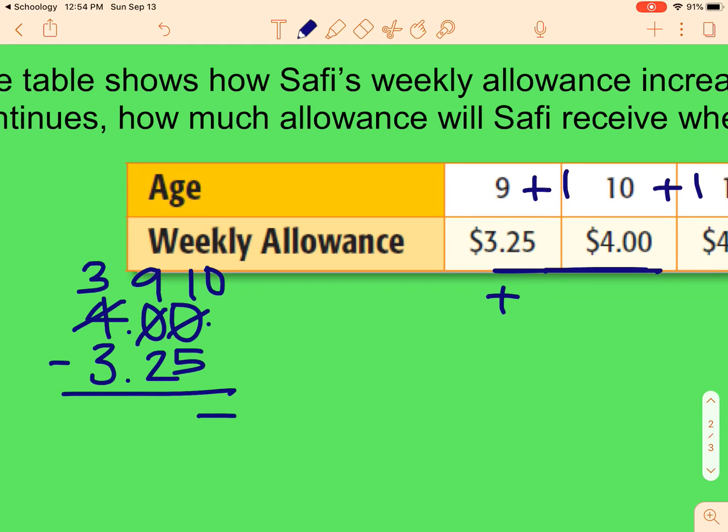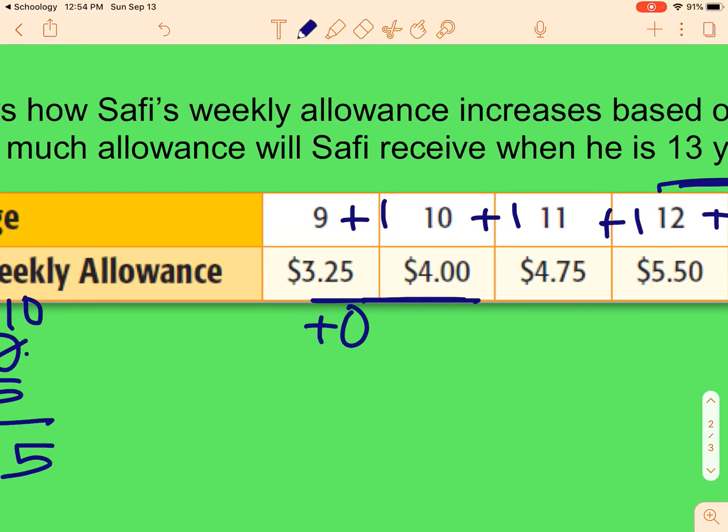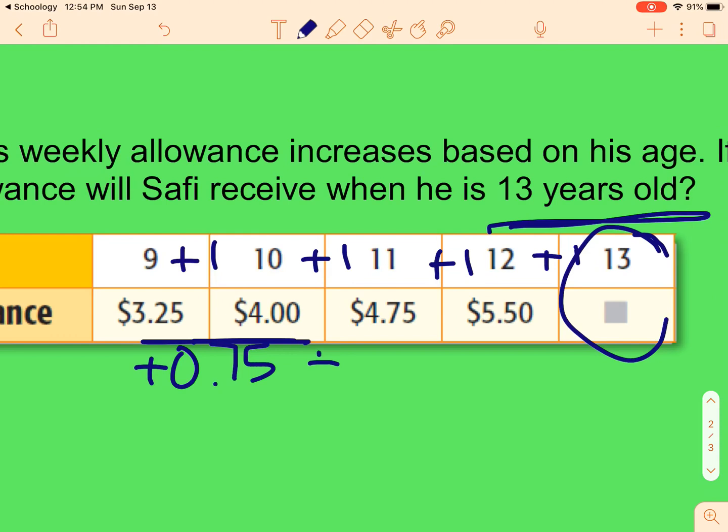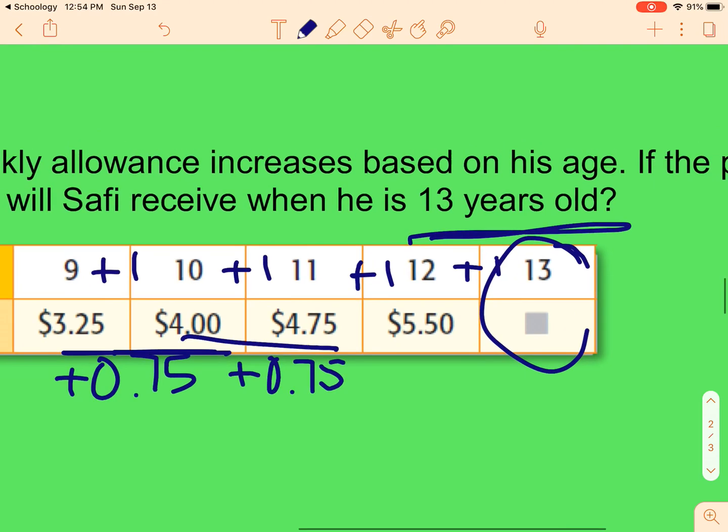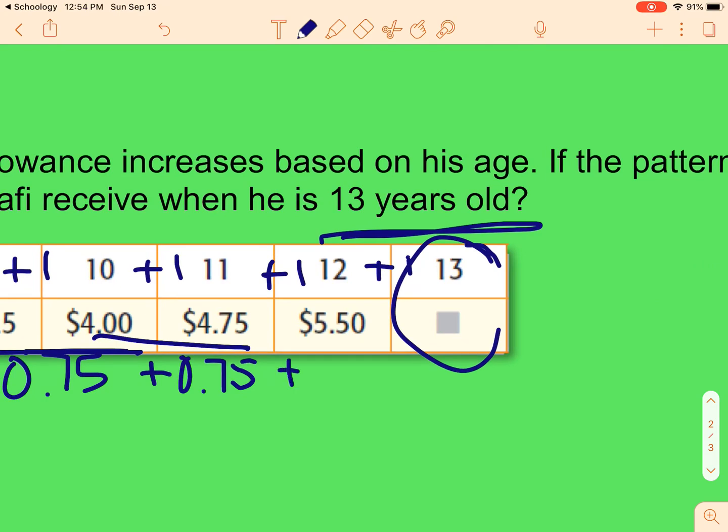What is 10 minus 5? 5. 9 minus 2 is 7. 3 minus 3 is 0. So this is going up by 75 cents each time. And this one's a little easier to tell. It goes from 4 to 4.75. And this also is going up 75 cents.